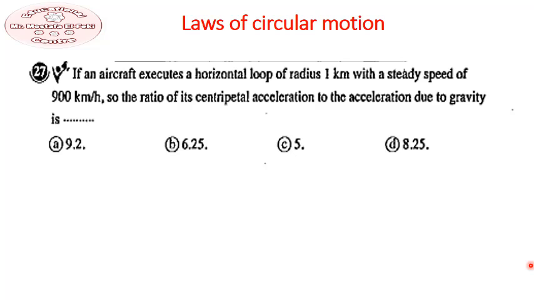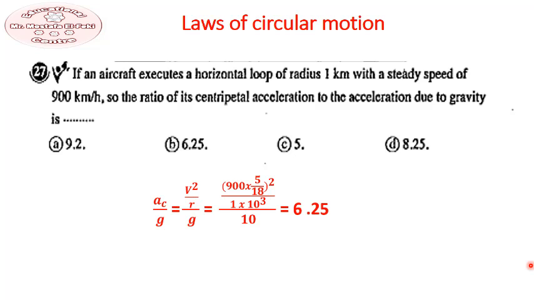If an aircraft executes a horizontal loop of radius 1 kilometer with a steady speed of 900 kilometers per hour, so the ratio between the centripetal acceleration to the acceleration due to gravity is. Since centripetal acceleration divided by g equals v squared divided by r over g, then by converting the number from kilometer per hour to meter per second by multiplying it times 5 over 18, and by changing 1 kilometer to meter by multiplying it times 10 power of 3, then the ratio is 6.25.